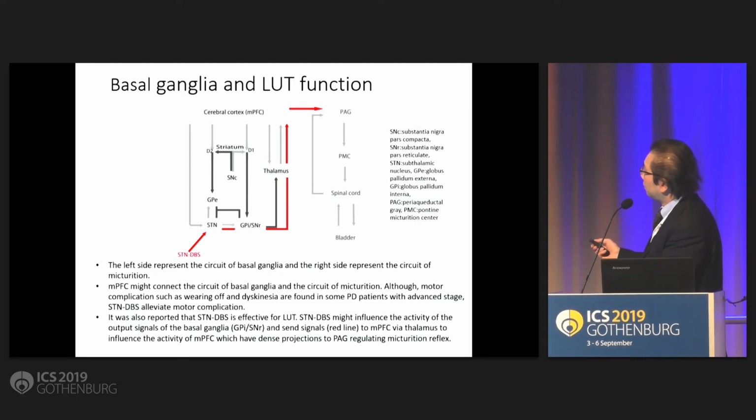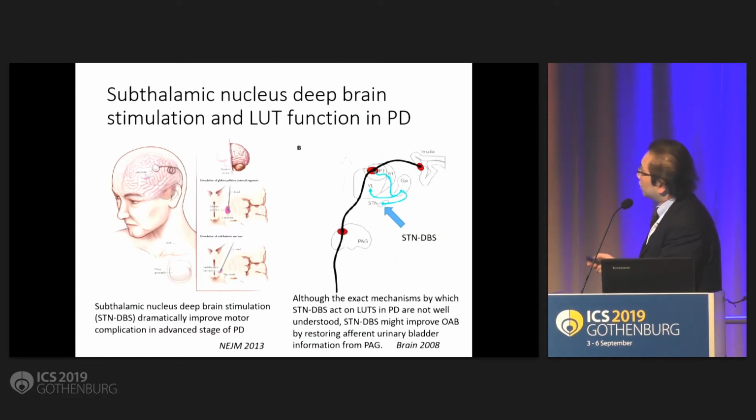So maybe STN-DBS might modulate the activity of the medial prefrontal cortex and so the micturition circuit. I will briefly explain subthalamic nucleus deep brain stimulation, shown here. An impulse generator is implanted subcutaneously, and the electrode is inserted stereotaxically into the subthalamic nucleus or globus pallidus interna.